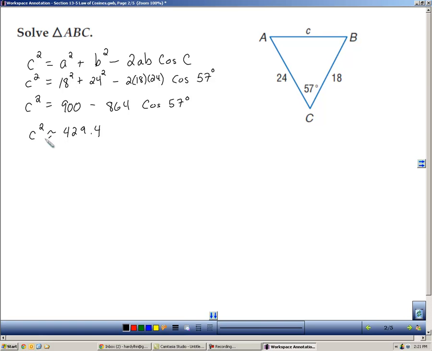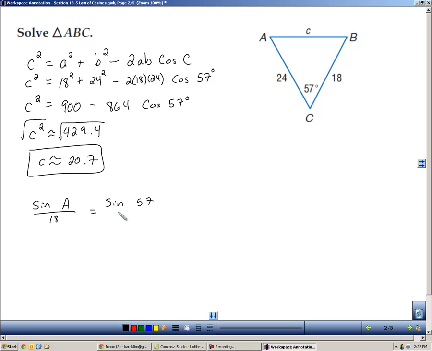And then to get c, we'll take the square root of both sides. So c is approximately equal to 20.7. That's side c. Now to find the other two angles, I'm going to use the law of sines. I'm going to find A by taking the sine of angle A over side a, which is across from that, equals the sine of angle C, which is 57 degrees, over the side that's across from that, which I now know to be 20.7. That's the law of sines. And then I'll solve that.